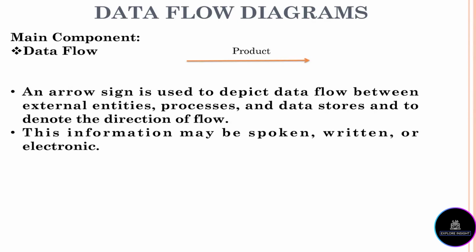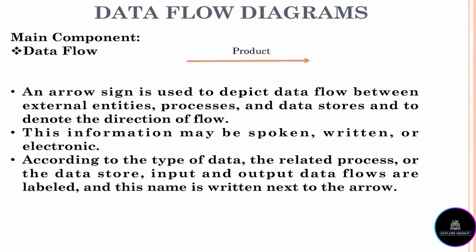According to the type of data, the related process or data store, input and output data flows are labeled, and this name is written next to the arrow, which we have here. So the name we have here is product. Finally, take note that they are labeled as nouns.